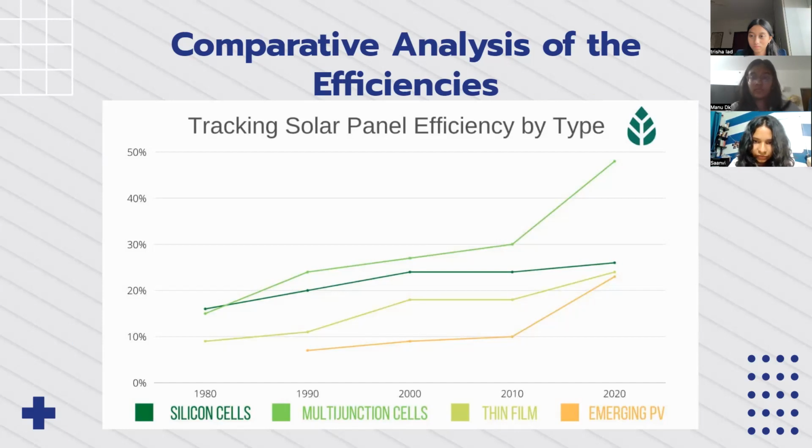So we can see a general trend of increasing efficiency over the years, but we can also see that multi-junction cells from 2010 took a leap in their efficiency. So we can conclude that multi-junction cells, such as charge carrier selective contacts and perovskite cells, are the most efficient out of all of these methods.